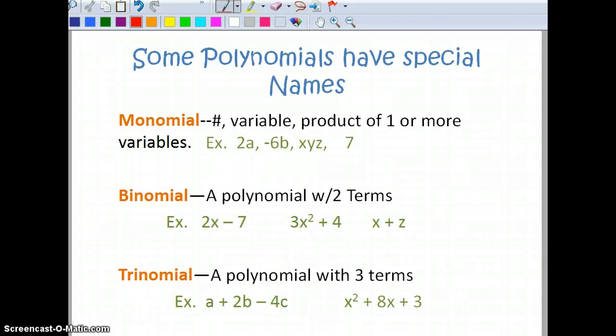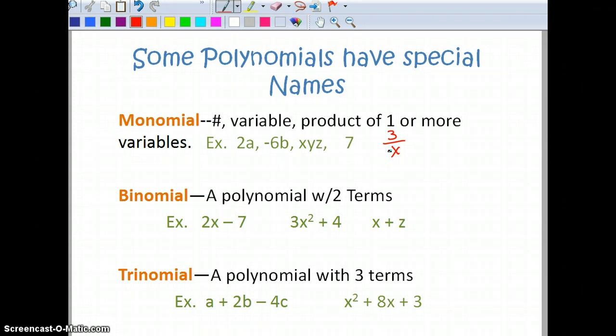Earlier I was talking about the names of polynomials, and we do have some that have special names. I expect you to know these and to be able to talk about expressions using their proper names. A monomial is a number, a variable, or the product of one or more variables. So 2a is a monomial. Negative 6b, x times y times z, 7, 3 divided by x. Those are all examples of monomials.